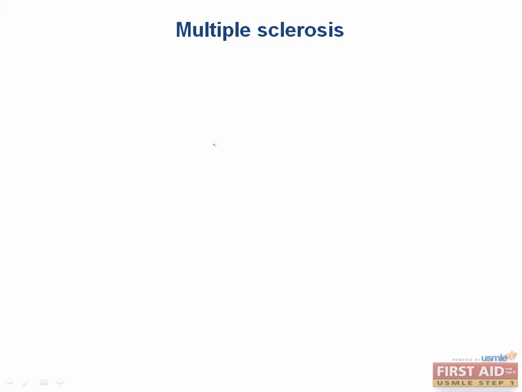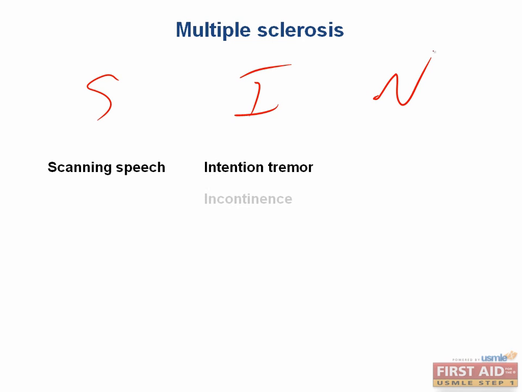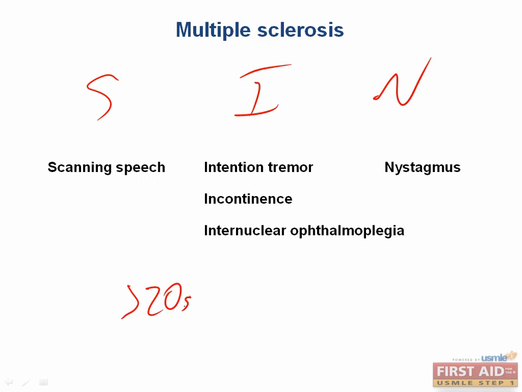A mnemonic that might help you remember the characteristics of MS is SIN. That stands for scanning speech, several things with I, intention tremor, incontinence, and internuclear ophthalmoplegia, and lastly the N stands for nystagmus. Multiple sclerosis classically affects women in their late 20s or early 30s, but there is a subtype of MS which is more common in men. Now, in both genders, MS usually presents before a person turns 55. These are all important things to be looking out for when you're reading a vignette.